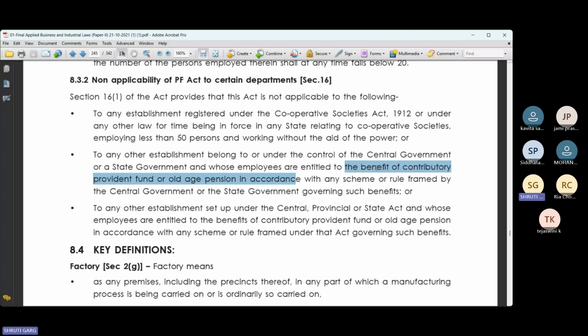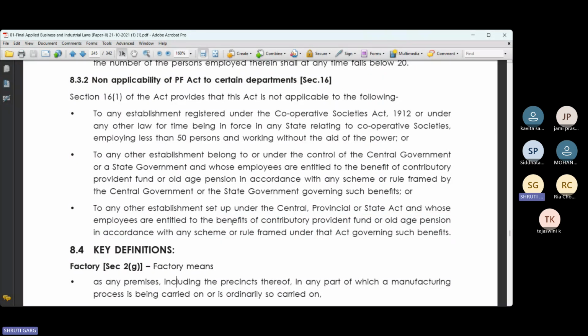That's why, any establishment which is set up under the central or state government whose employees are entitled to the benefits of contributory provident fund and old age pension in accordance with any scheme or rule framed under that Act governing such benefits, in that case there should be non-applicability of the PF Act.